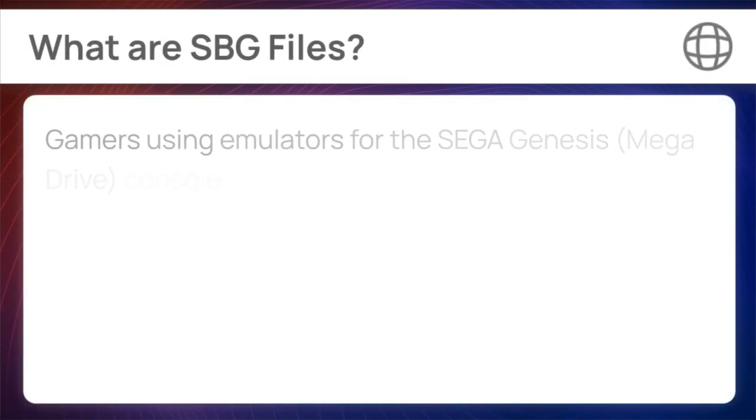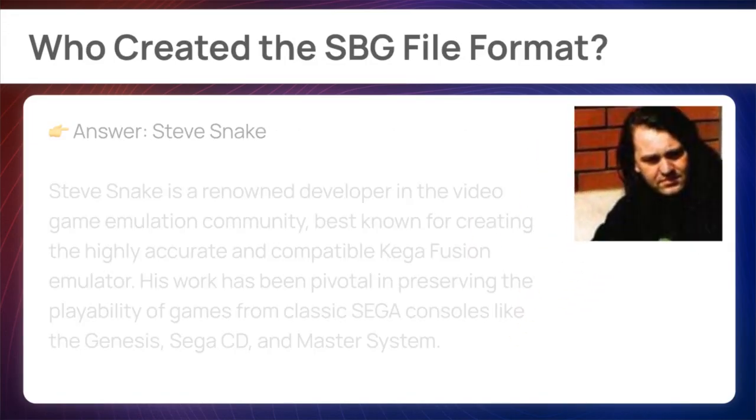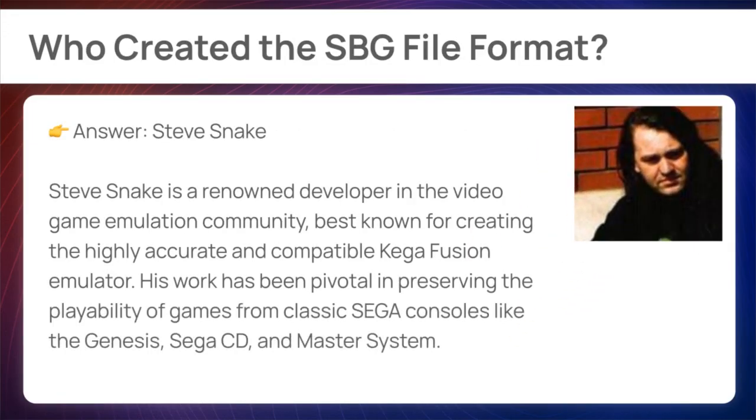Gamers using emulators for the SEGA Genesis, Mega Drive, console encounter SBG files. These files contain the user's save progress for a specific game, allowing them to resume play later. Users search for this to manage, transfer, or troubleshoot their saved game data between different emulators or computers.